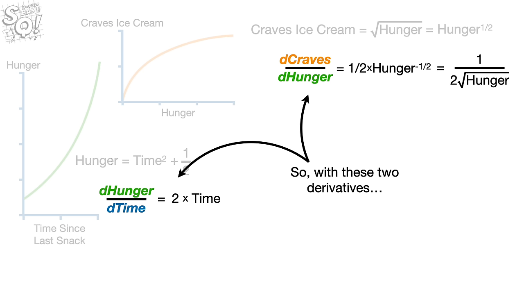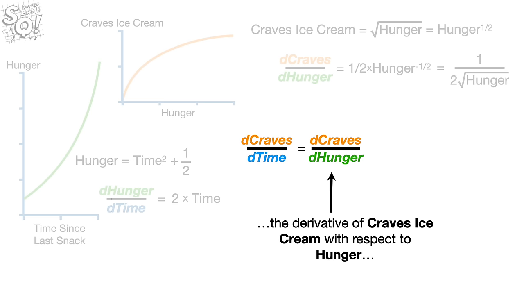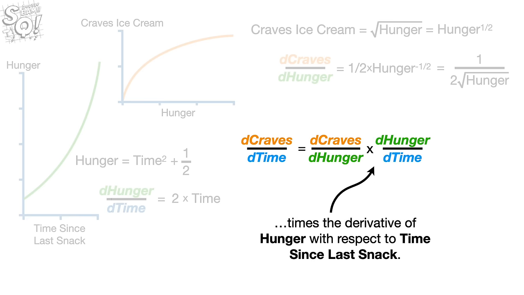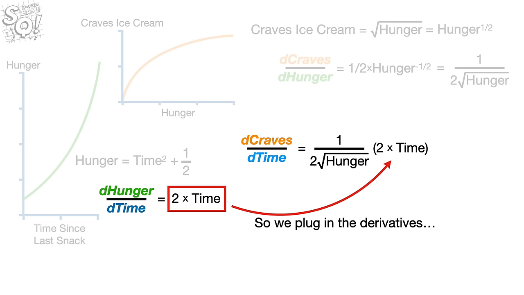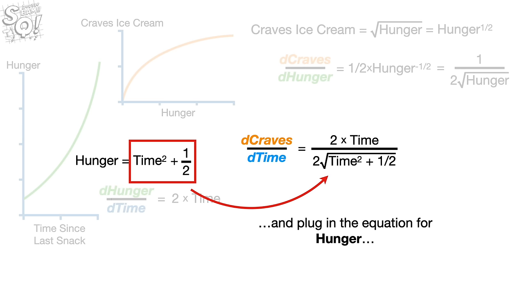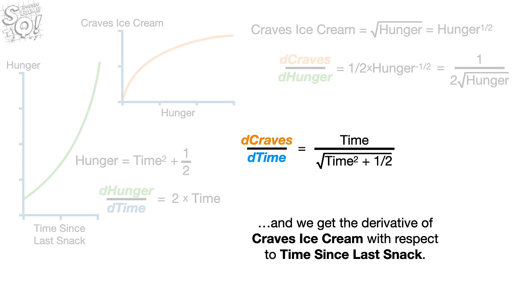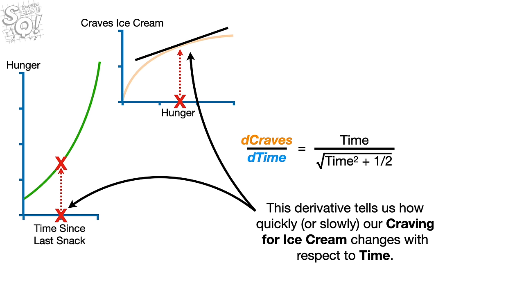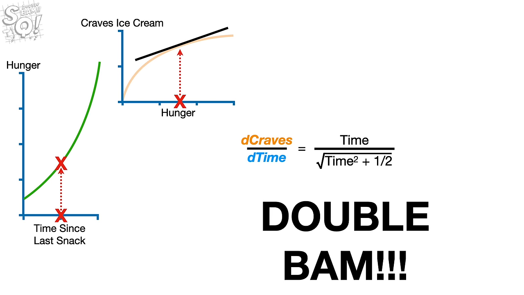So, with these two derivatives, the chain rule tells us that the derivative of craves ice cream with respect to time is the derivative of craves ice cream with respect to hunger times the derivative of hunger with respect to time since last snack. So we plug in the derivatives, bip, boop, bip, and plug in the equation for hunger, and cancel out the twos, and we get the derivative of craves ice cream with respect to time since last snack. This derivative tells us how quickly, or slowly, our craving for ice cream changes with respect to time. Double bam!